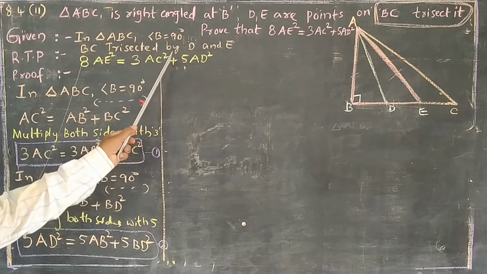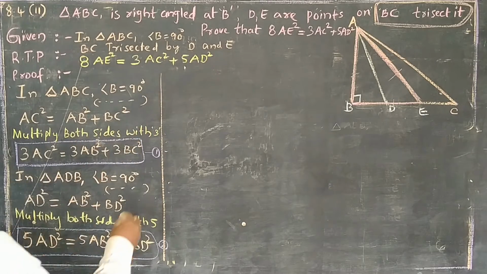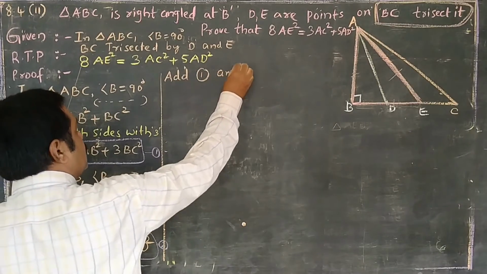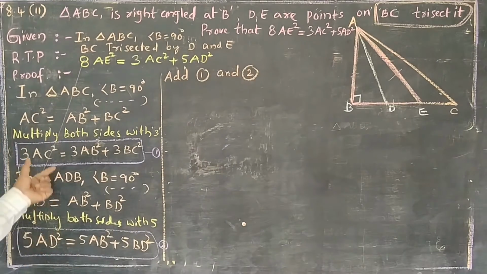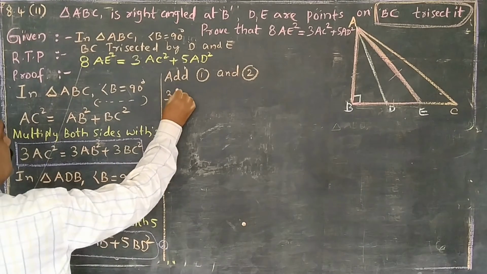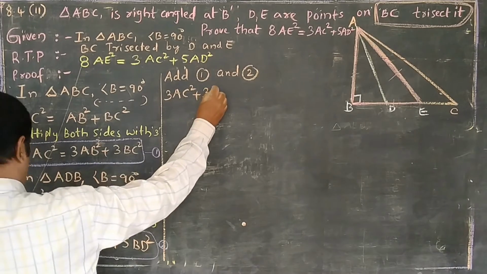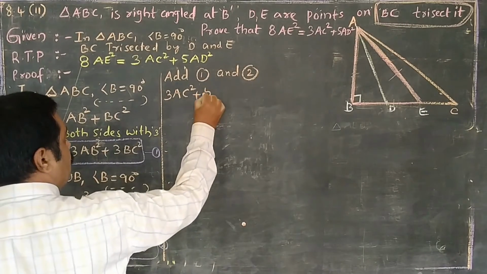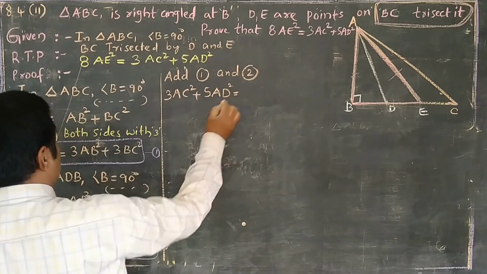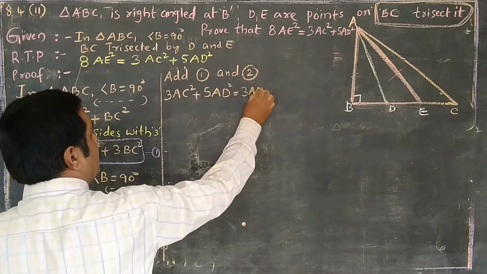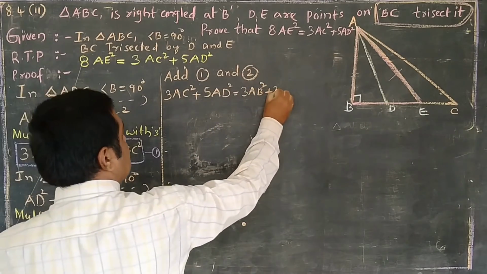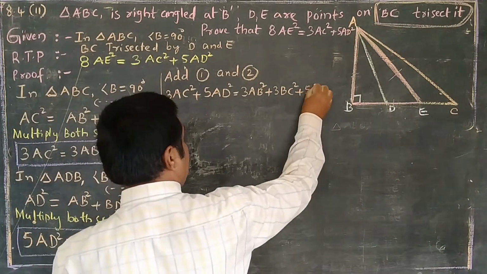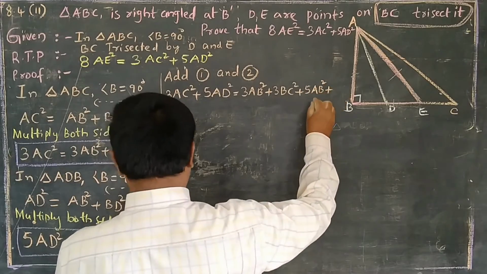Because 3AC square plus 5AD square is there, and between them plus is there. That's why add first and second, both. So what do we get? 3AC square plus 5AD square is equal to 3AB square plus 3BC square plus 5AB square plus 5BD square.